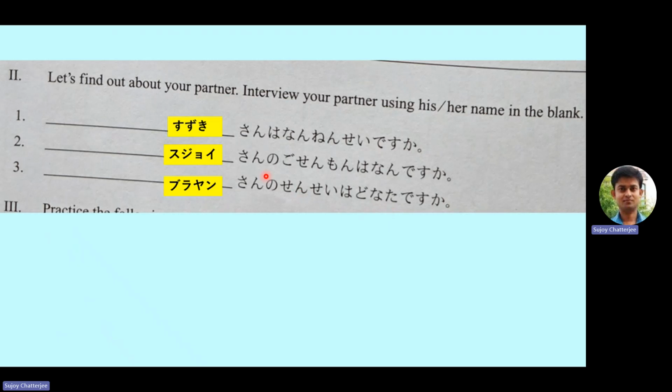So this is how you can practice questions and you can send answers, right answers also. So Suzuki-san wa nannensei desu ka? You can say sannensei desu or ninensei desu or ichinensei desu, something like that. Gosenmon wa nan desu ka? Specialization, you can say computer science desu or keizai gaku desu or bungaku desu, eiga desu, so on. Similarly, Brian-san no sensei wa donata desu ka? You can say that Tanaka-san desu, Tanaka sensei desu, or Honda sensei desu.